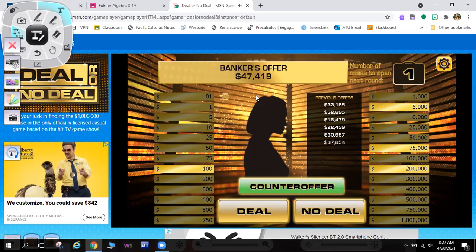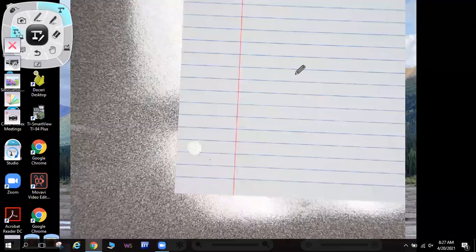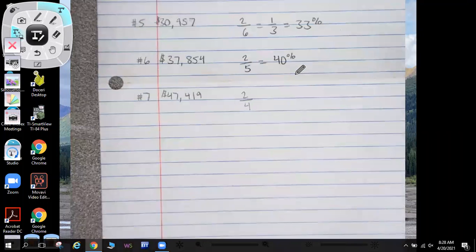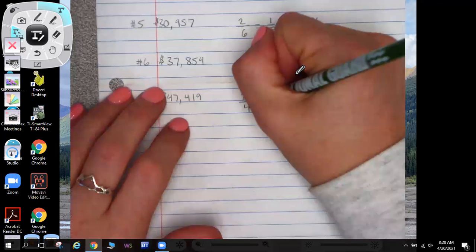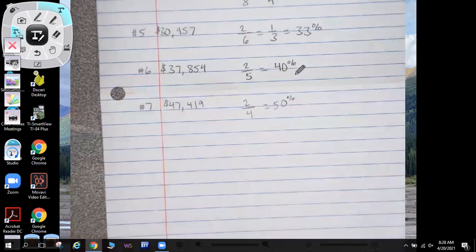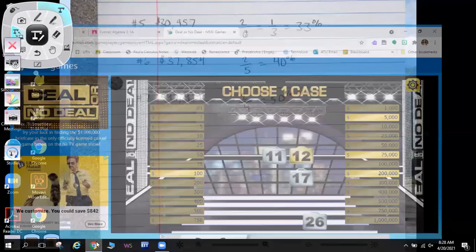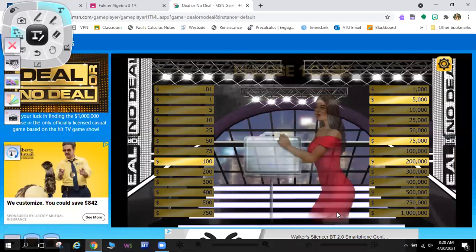$47,419. There are still 2 cases left that have more than that. And now there are only 4 cases left total. So our offer right now is $47,419. That's 2 out of the 4 cases that are left that have more than that. So we'd have a 50% chance of winning more than what the bank is offering us if we were to keep playing, which we are because the game is forcing us to. Open another case.